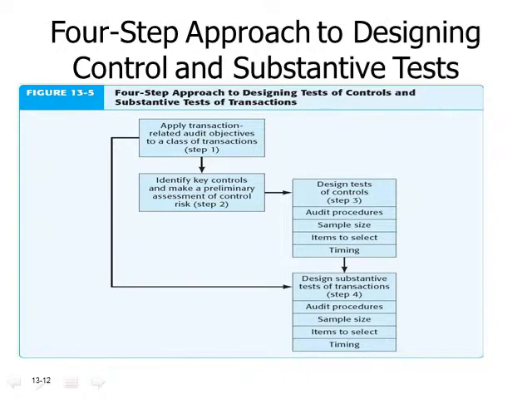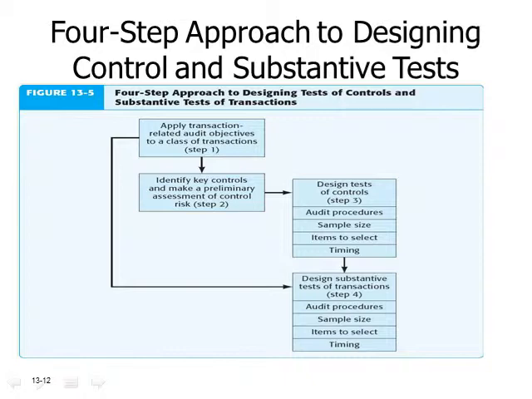And so here we see this four-step approach to the design of controls and substantive tests of transactions. We have to apply our transaction-related audit objectives to a class of transactions. If we cannot rely on internal controls at all at this client for whatever reason, we go right to the design of substantive tests of transactions. What we've said by not being able to rely on these controls is that we have to test more detailed transactions, more detailed ending balance amounts, because we don't have controls that we can rely on.